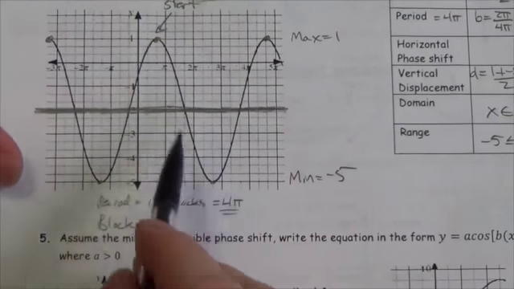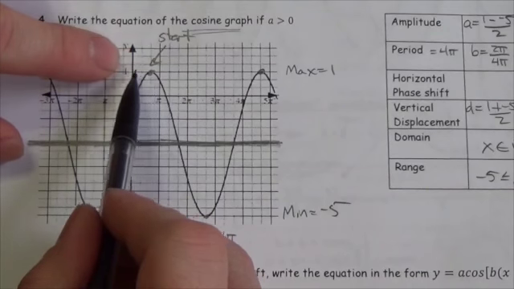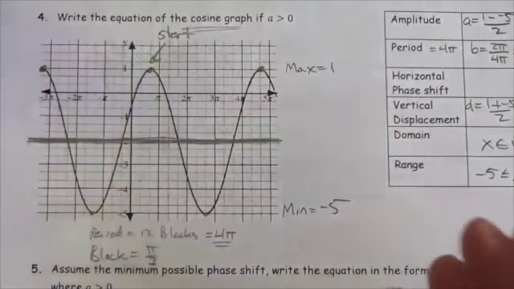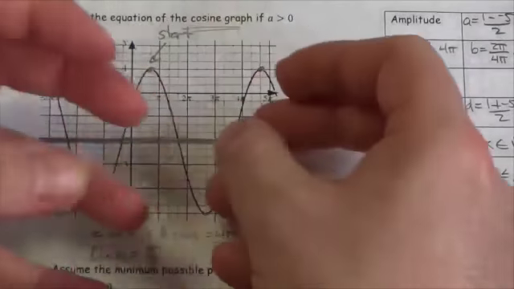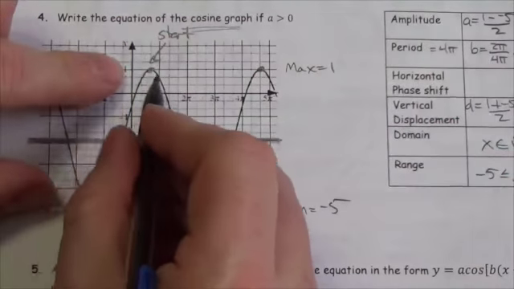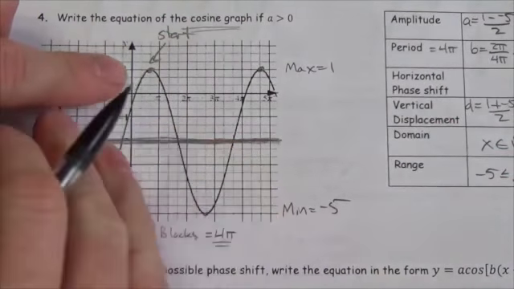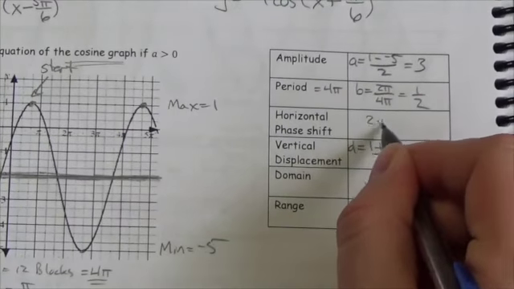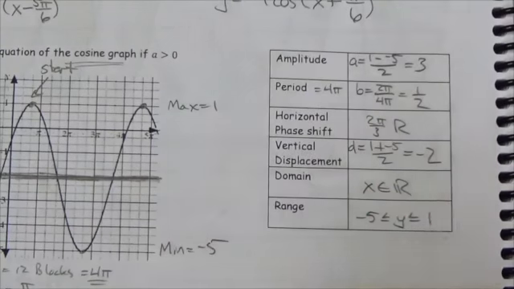And so now that starting point for cosine should have been right here on the y-axis. It should always start on the y-axis, but it doesn't. It's been moved over. It's been pulled over. It's been pulled 2 blocks or 2 pi over 3s to the right. Okay, so there's my phase shift. It's going to be 2 pi over 3s to the right.